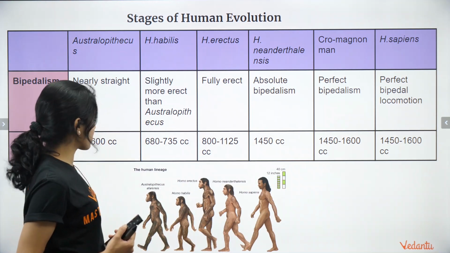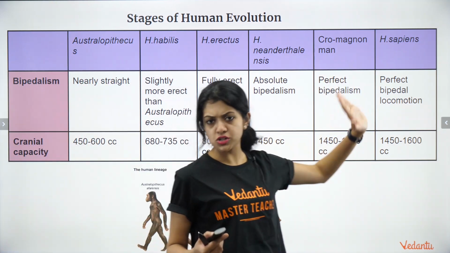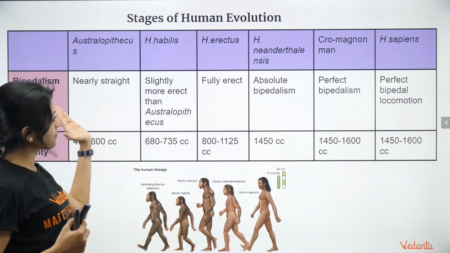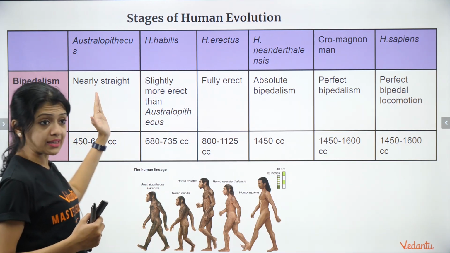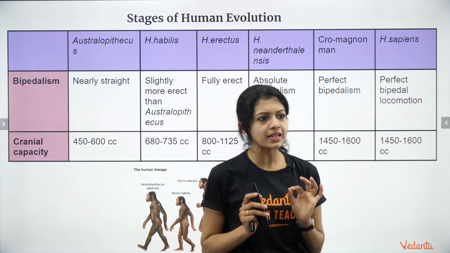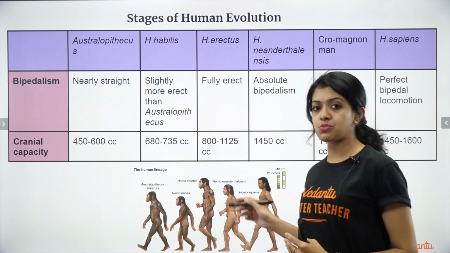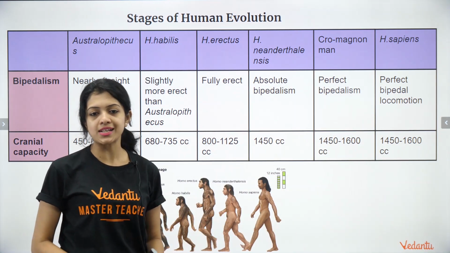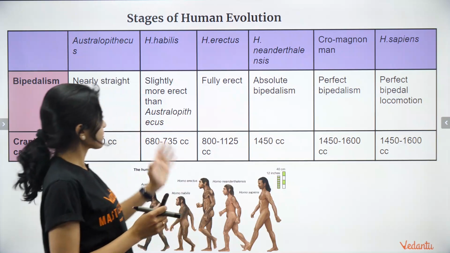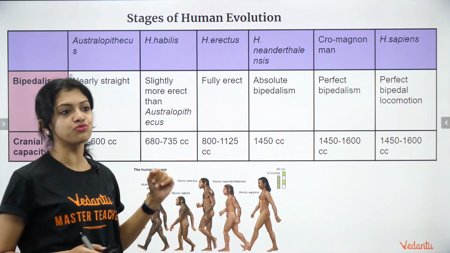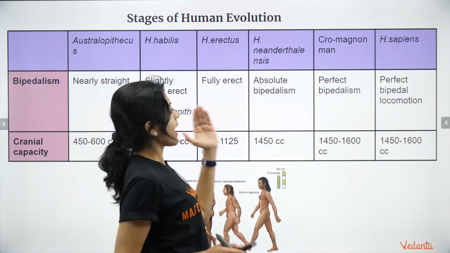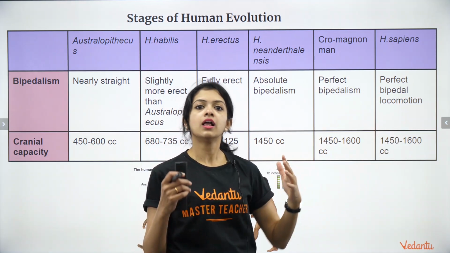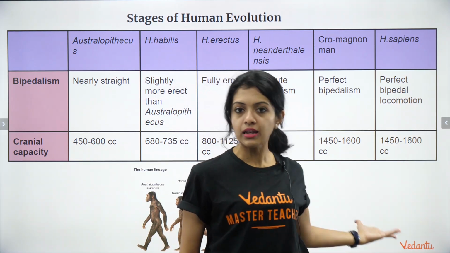Okay, children. So the first two characteristics, these are the names of the stages that we must know. Bipedalism and cranial capacity. I have summarized all about them in each stage in these two. Australopithecus was nearly straight because ape man, right? So nearly straight, not completely straight. Homo habilis was slightly more erect than the previous one. Homo erectus was fully erect, just as the name tells you, erectus, which means fully erect. And then absolute bipedalism for Homo neanderthalensis, and perfect bipedalism for Cro-Magnon man, and again perfect bipedal locomotion when it comes to modern man, Homo sapiens.